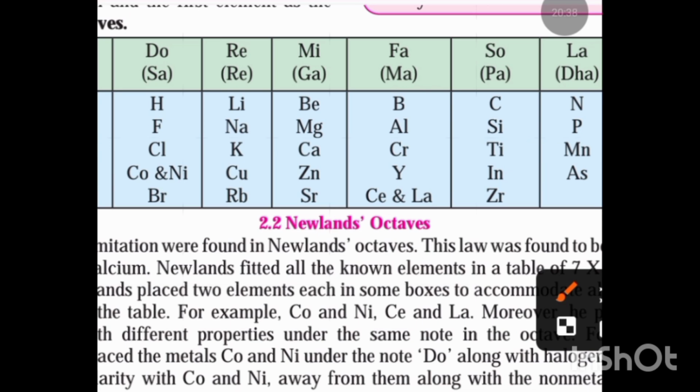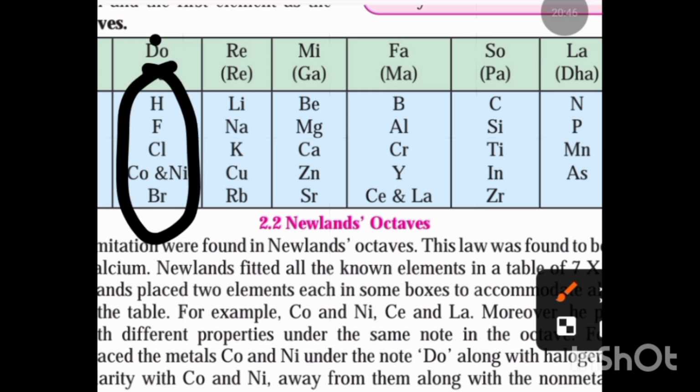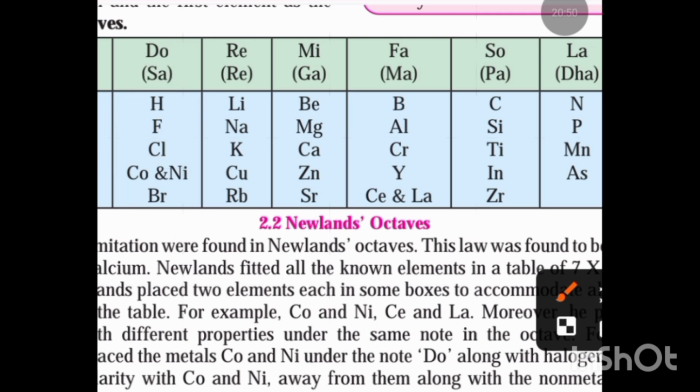So here you could see iron was placed away from cobalt and nickel. Cobalt and nickel are not non-metals, and they are placed under the note DO, where non-metals are present. And here ferrous, that is iron, was kept under the note T, where the non-metals were also present. So that is also a limitation.